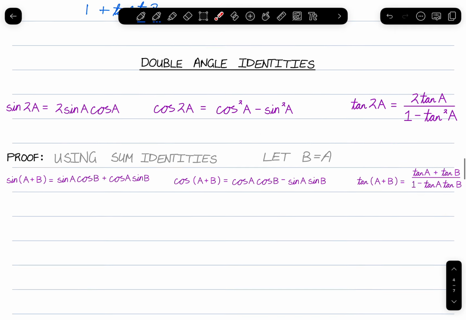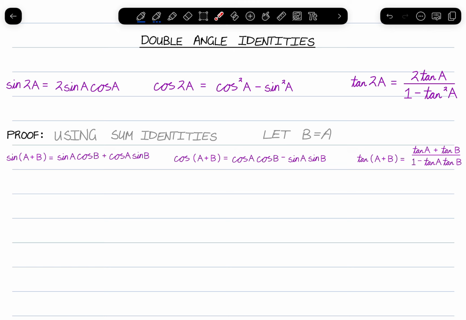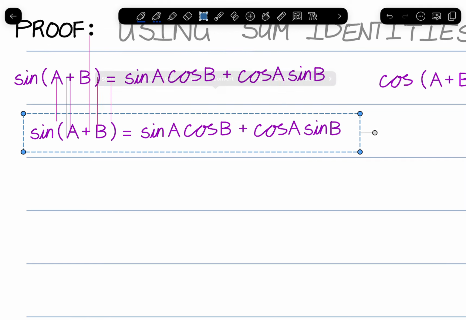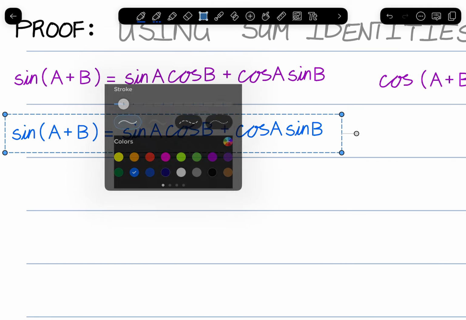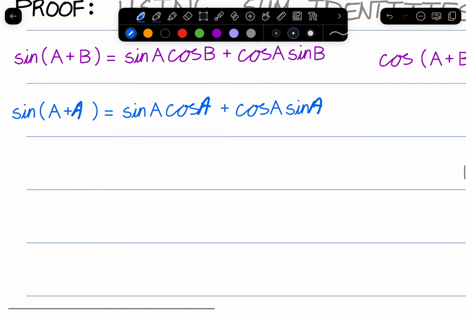So in order to prove the double angle identities, we use all of these sum identities for sine, cos and tan, and we simply let b equal a. So doing it for this one, all of the b's here will become a. To make this easier and faster, I'm just going to copy paste this, make it blue. B will become a. Now obviously this one on the left, a plus a, that's sine of 2a.